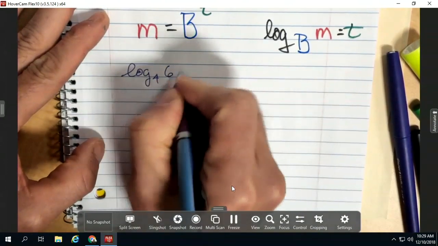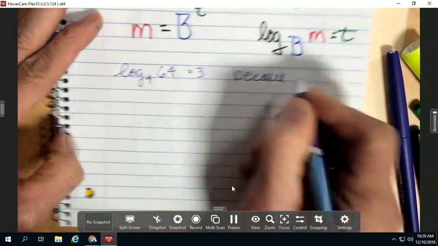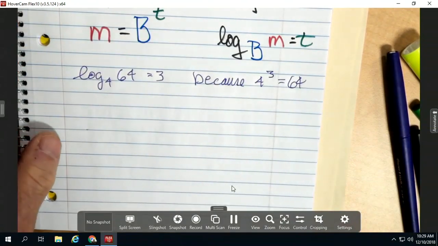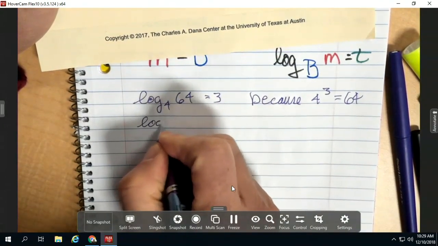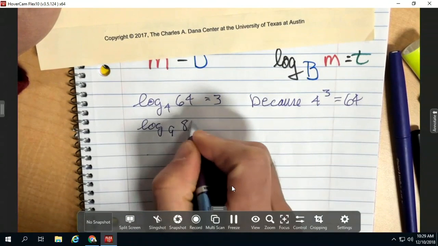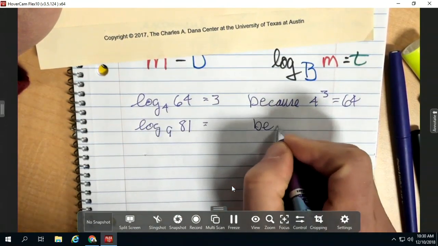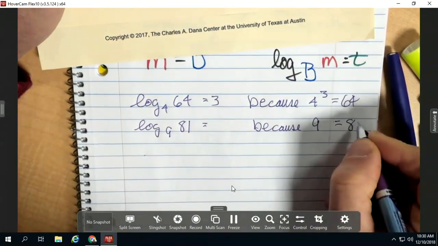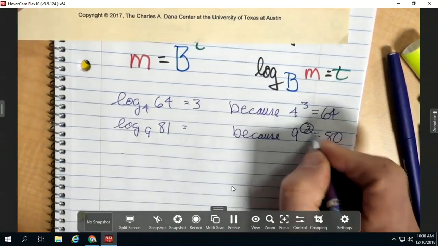Log base 4 of 64 is 3 because 4 to the third is 64. Next one. Log base 9 of 81 is something because 9 to something is 81. What's this something here? 2.